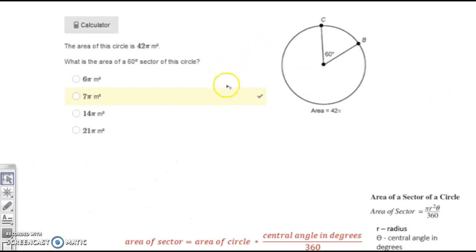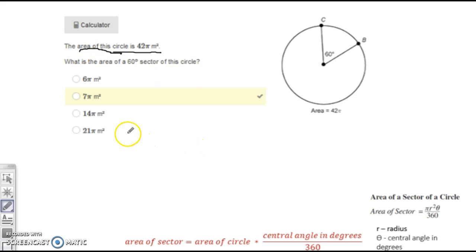Okay, so it says the area of this circle is 42 pi meters squared. What is the area of a 60-degree sector of the circle? So they give us the whole area of the circle. The whole circle's area is 42 pi, and we want to know the area of a sector. So again, we're going to go back to our formula sheet, and for some of you it's going to be much easier to think of it in words. But this pi r squared represents the area of a circle, which we know in this problem is 42 pi.